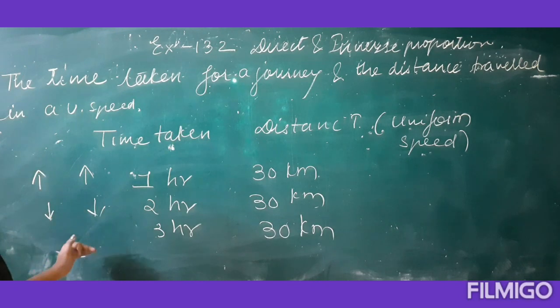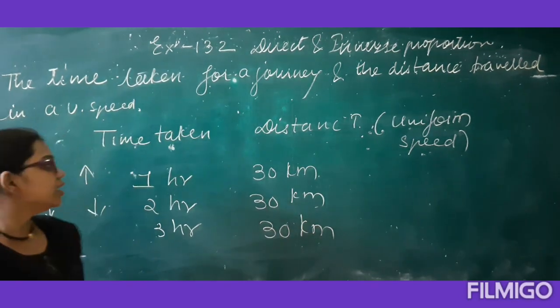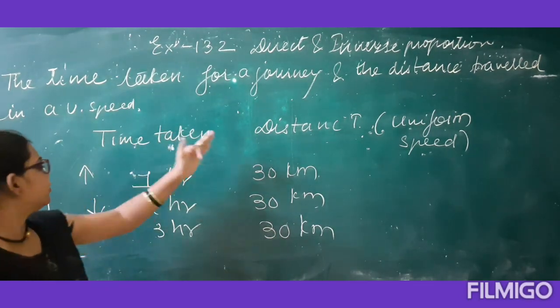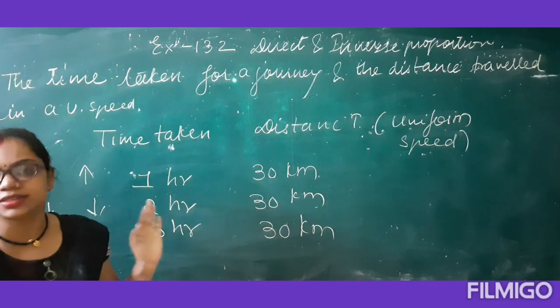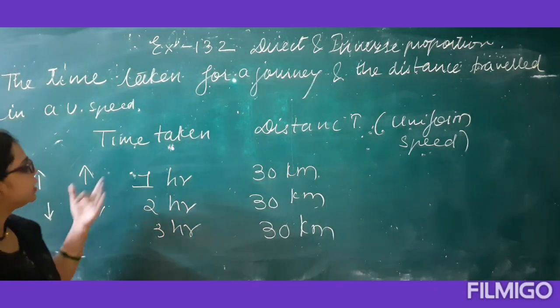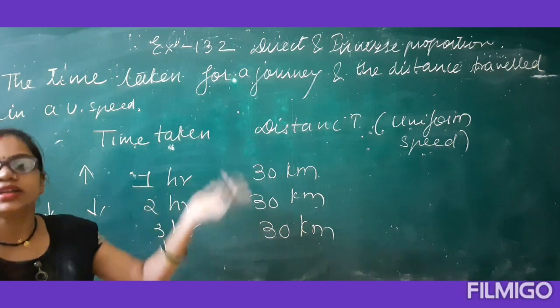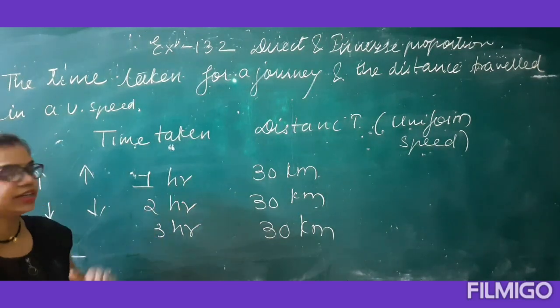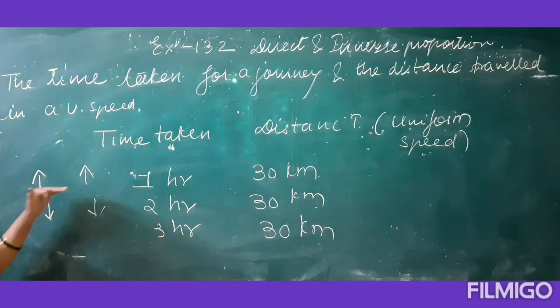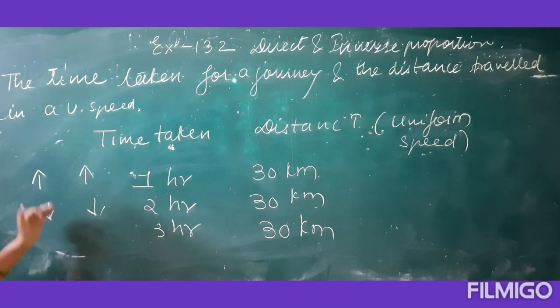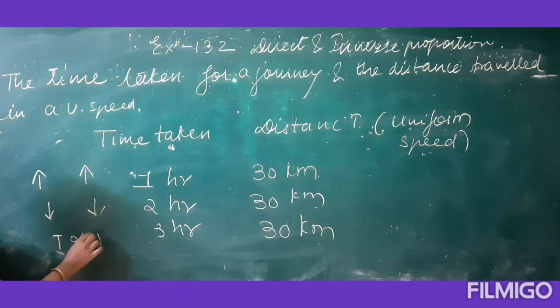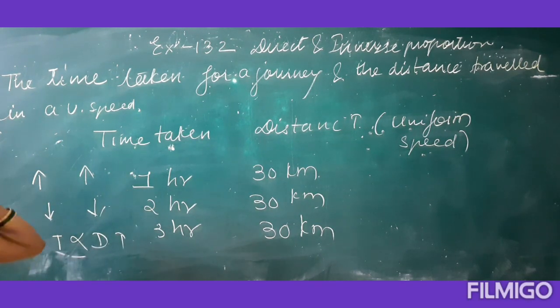Okay. So in this condition it is not like that if I am increasing the time, the distance will decrease. Is it like this? No. On increasing the time, the distance also increases. On decreasing the time, the distance will also decrease. So this is the condition that time will be directly proportional to the distance traveled in the uniform speed. In this condition it is directly proportional.